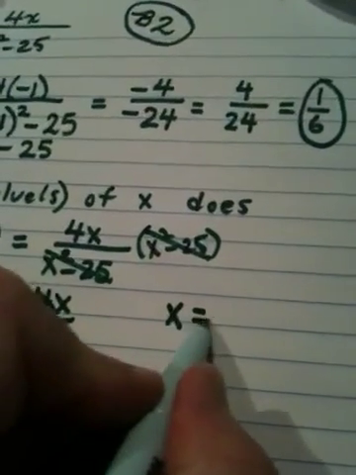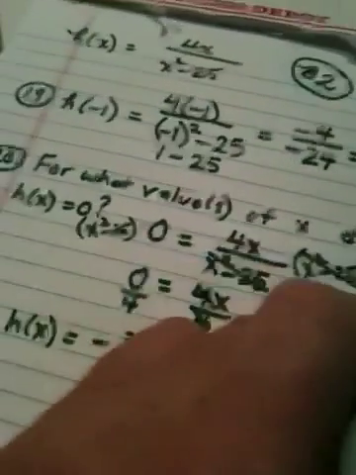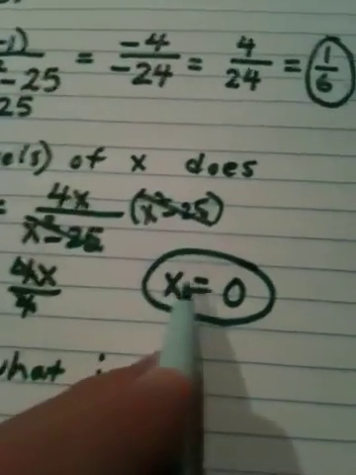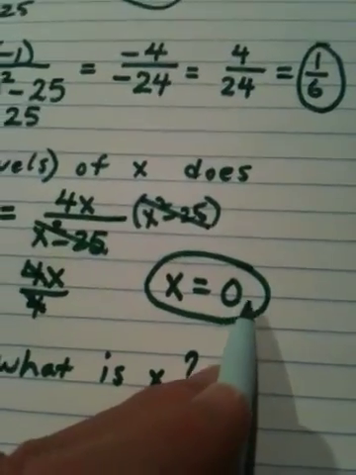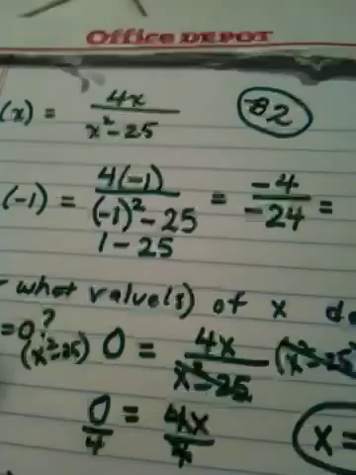So, for what values of x does h of x become 0? X is 0 itself. If I put in a 0 for x, y comes out to 0.